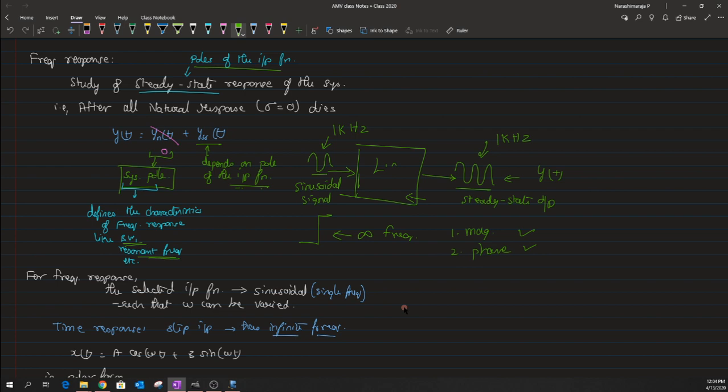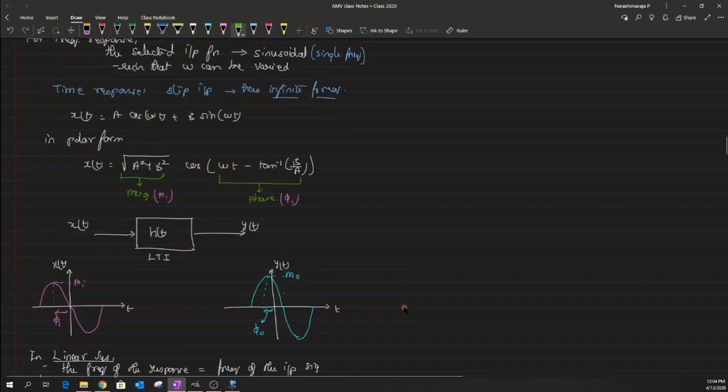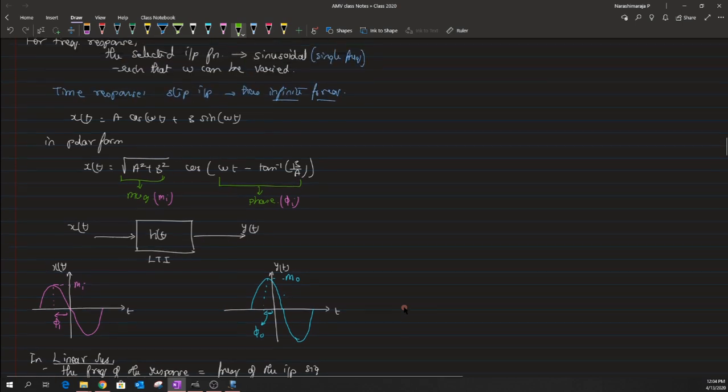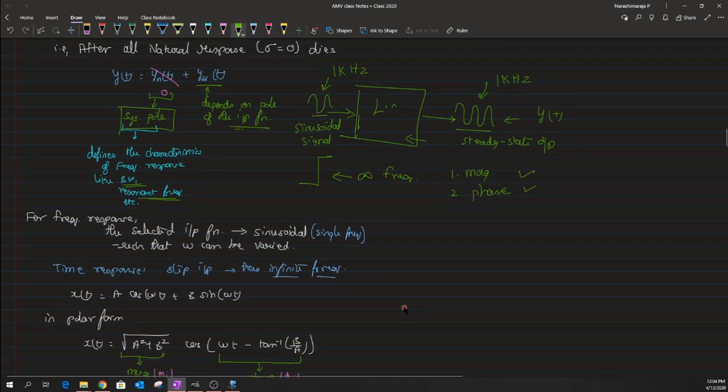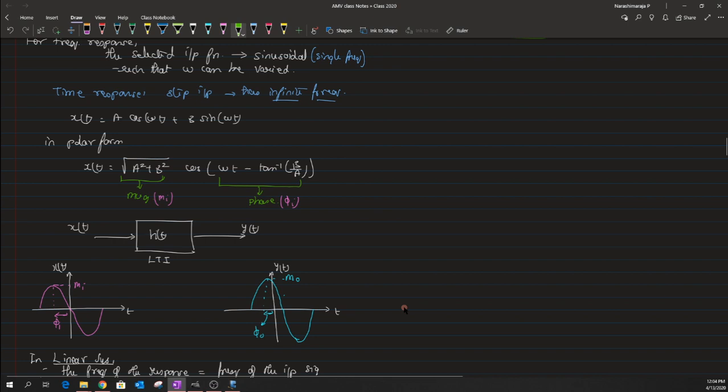The next thing is that let us try to prove that the output will never depend on the frequency, but rather only on the magnitude and the phase, or that the output and input can differ only in terms of magnitude and phase. I just want to prove that with a simple transformation.